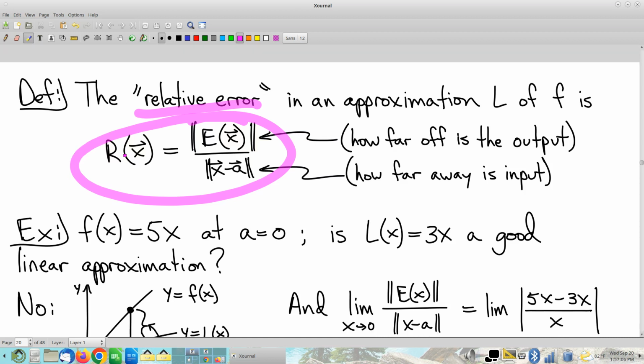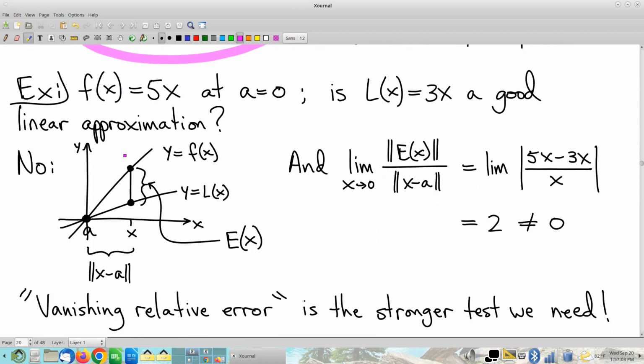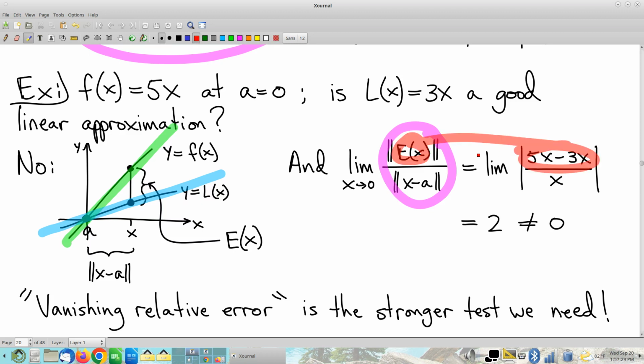So another thing to try. Let's look back at this example that we were just looking at. And again, here's the function. Here's the candidate approximation. I'll try to do better highlighting that. And the error goes to 0, etc. But if you look at relative error, right? The error is 2x, which does approach 0. But the relative error is not 0 and does not approach 0.